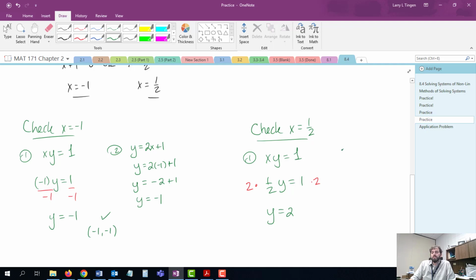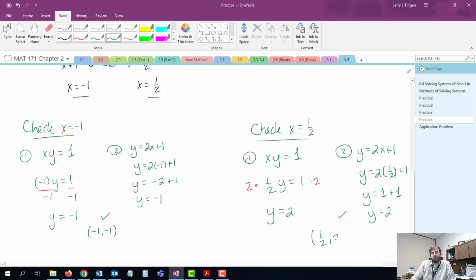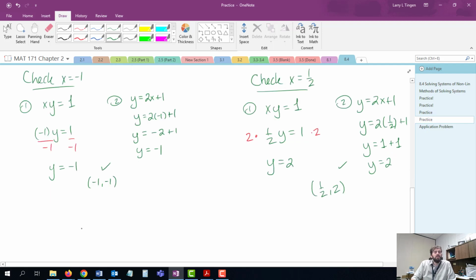And then the question is, does this hold for equation 2? Equation 2, y is equal to 2x plus 1. But x is 1/2. 2 times 1/2 is 1. 1 plus 1 is 2, so that means the point (1/2, 2) is also valid. So my solution set has 2 points, and they are (-1, -1) and (1/2, 2).